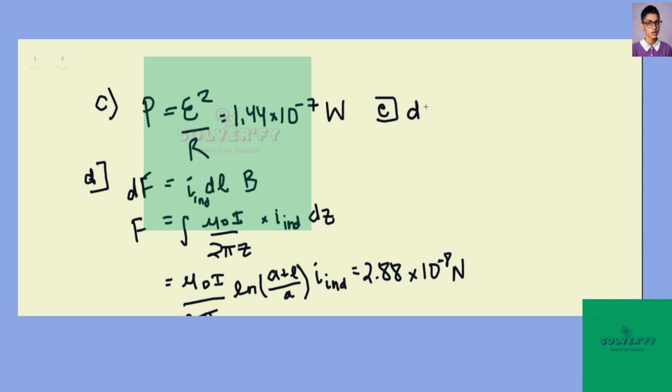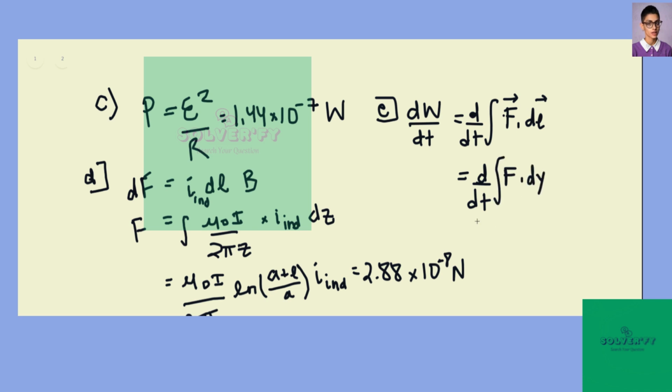And then for E, I want to find the derivative of the work with respect to time. So that's going to be d by dt of the integral of F dot dl. This time we're integrating along the direction of force, which is along the y direction. And so that's just going to be d by dt of the integral of the force dot dy. The force doesn't depend on y, so that's just d by dt of force times y. And then y is changing at a rate of velocity.